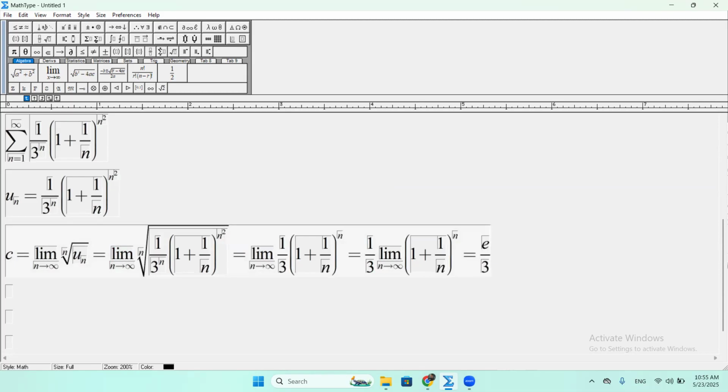And e equals something about 2.72 and so on. So this expression is less than 1. So according to the radical Cauchy test, the initial series is convergent.